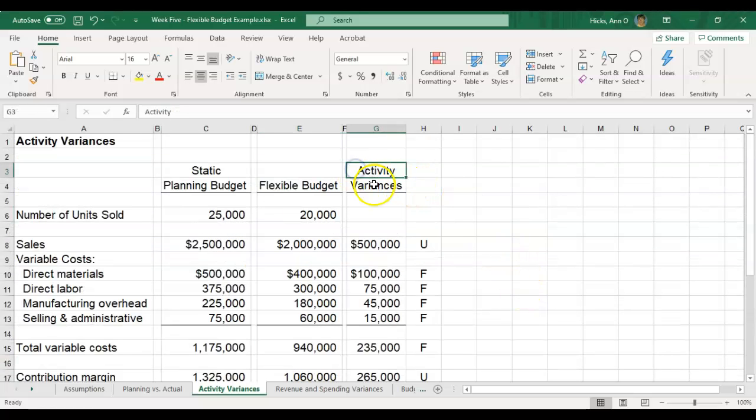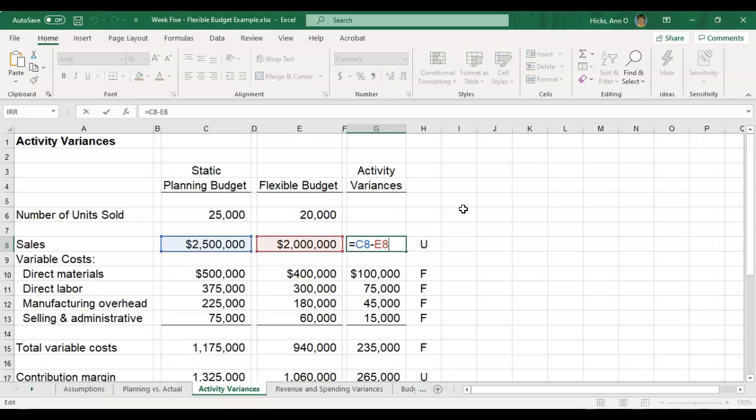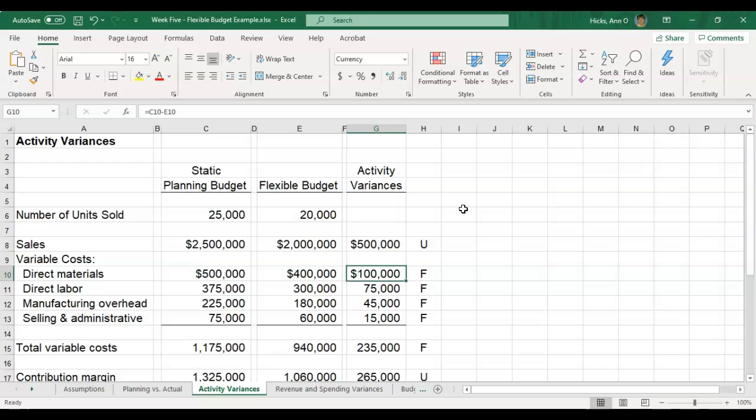Now, when we look at these variances, they are strictly related only to the fact that we sold fewer units than we had budgeted. They're referred to as the activity variance. This is the variance that arose strictly because our activity level was different. So sales were unfavorable to the tune of $500,000 strictly because we sold 5,000 fewer units.